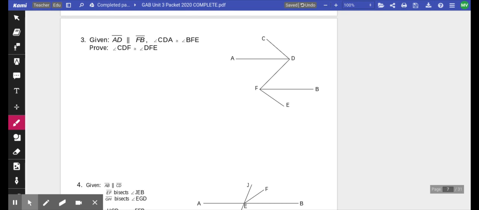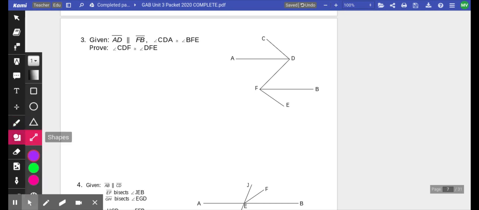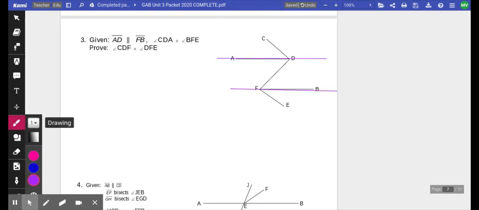So hopefully you paused and thought about it, and now I'm going to outline it for you. So the first thing I'm going to do is highlight my parallel lines. So I know AD is parallel to FB. And in this case, I made them longer. And I know CDA, so that's this angle, is congruent to BFE.